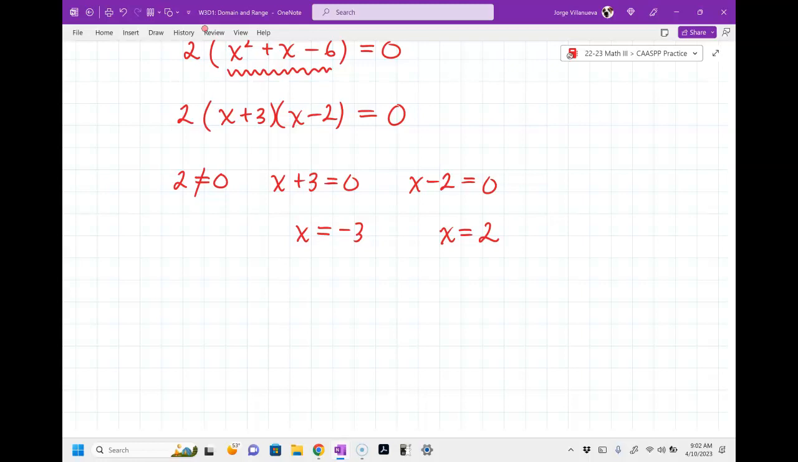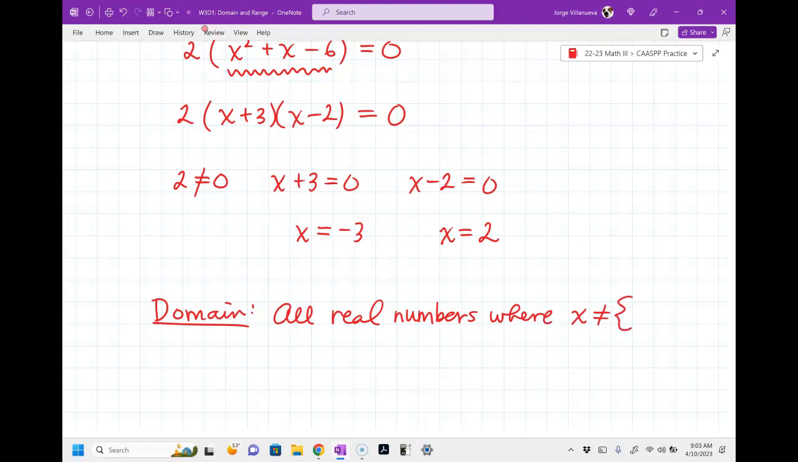Okay? So for my domain, I'm going to write all real numbers where x cannot equal, I'm going to use set notation, -3 and 2. So I can use any other number I want. It doesn't matter. As long as it's not -3 and as long as it's not 2. Everything else is fine. So my domain will be just that. This is what you guys are working on in your homework.